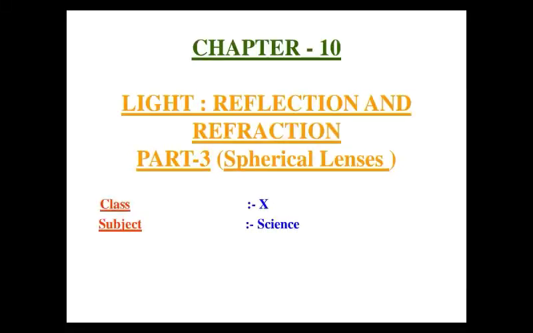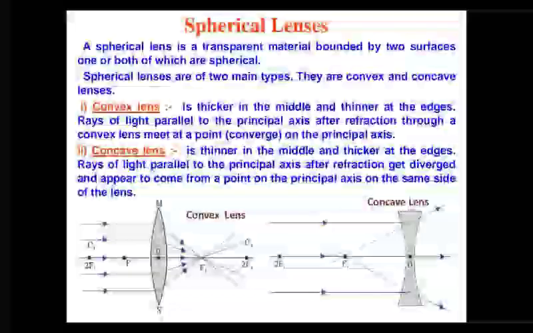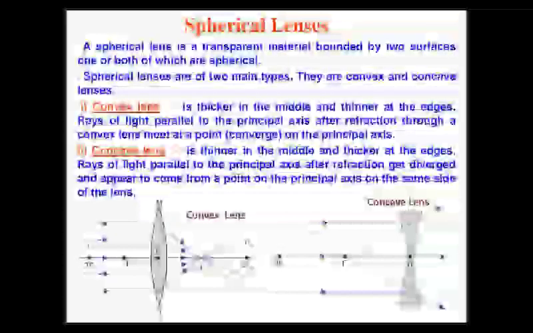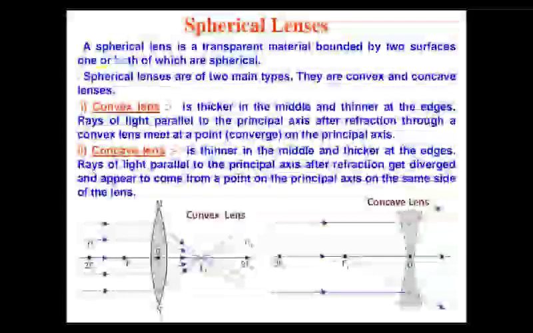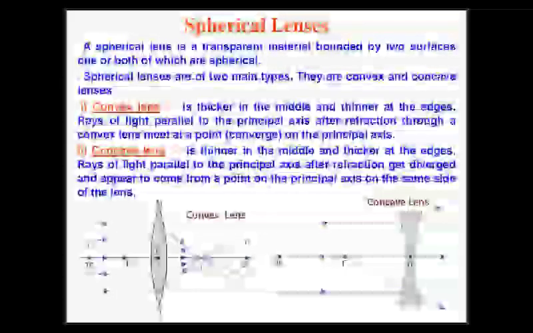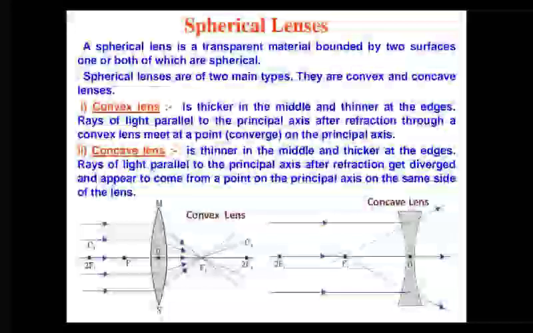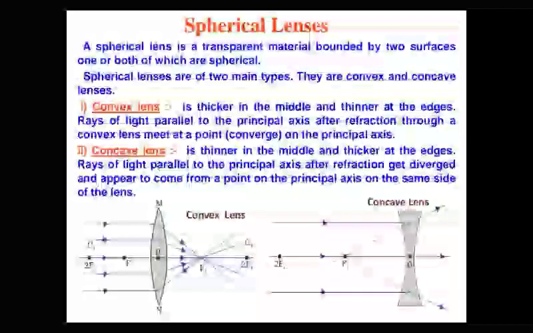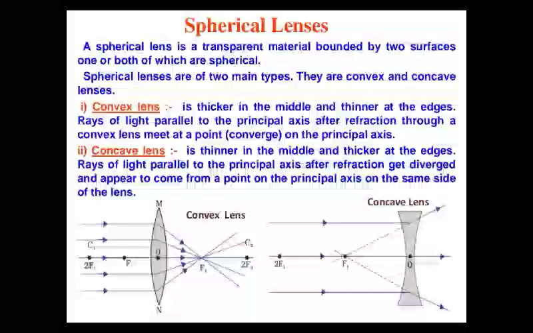Dear students, after discussing reflection of light and refractive index, let us discuss refraction through spherical lenses. So, what are spherical lenses? A spherical lens is a transparent material bounded by two surfaces, one or both of which are spherical. Spherical lenses are mainly of two types: convex and concave lens.